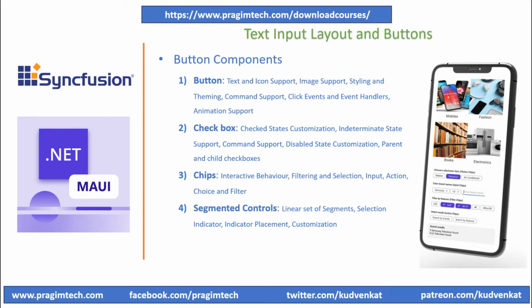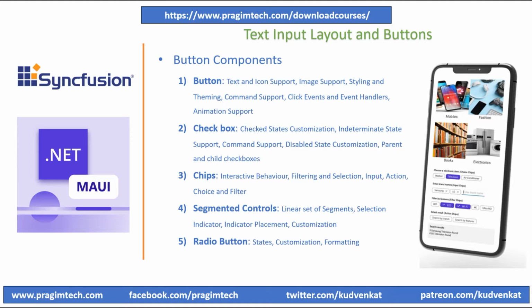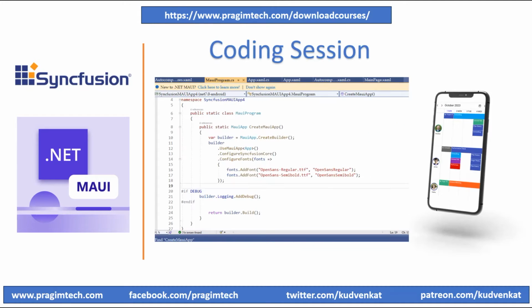The segmented control often provides a selection indicator which highlights the currently selected segment, making it visually clear to users which option is active. Syncfusion provides radio button under button components. Radio button control is a selection control that allows users to select one option from a list of predefined choices, and we can customize the radio buttons with states and formatting. Let's now switch to the coding session and get going.